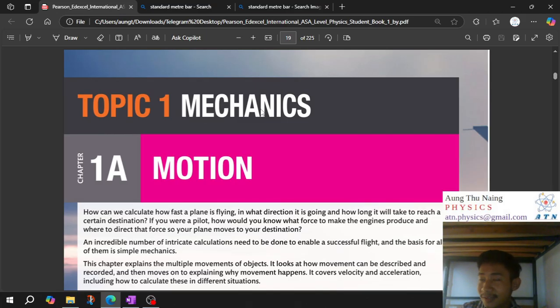In kinematics, we will discuss what types of motion there are and how an object moves, the various kinds of motion. In dynamics, we will learn why the object moves, and we will explain why the object moves. Okay, motion.